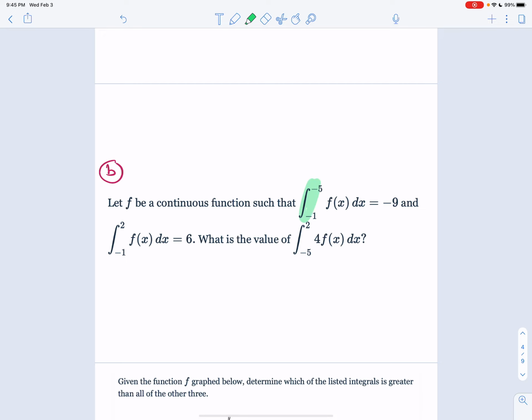Taking a look at the three integrals, the one with the largest spread, or the largest distance, looks like -5 to +2, which is this one right here. So we're going to start off with that one. I know that the integral of f from -5 to 2 is the same thing as breaking it up into two integrals. Looking at the value they chose, they used -1 here. So I'm going to go from -5 to -1, and then from -1 to 2.